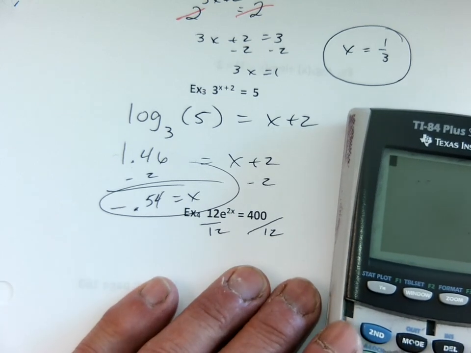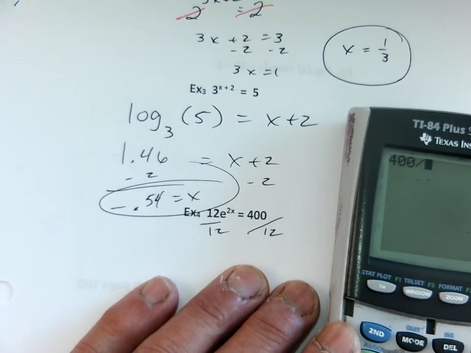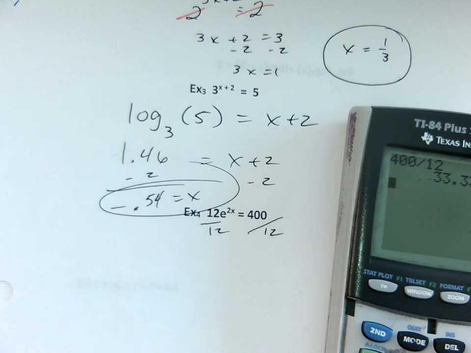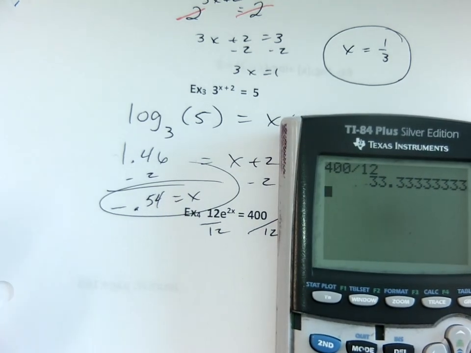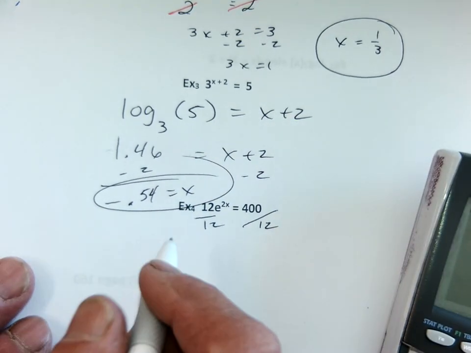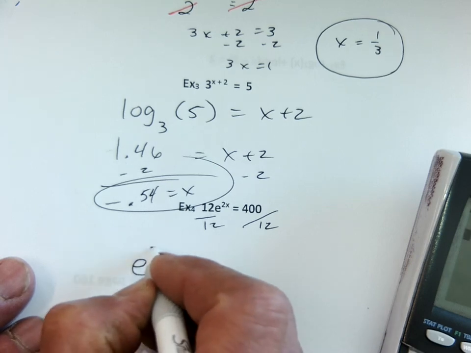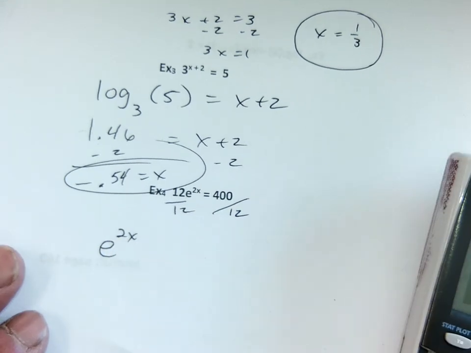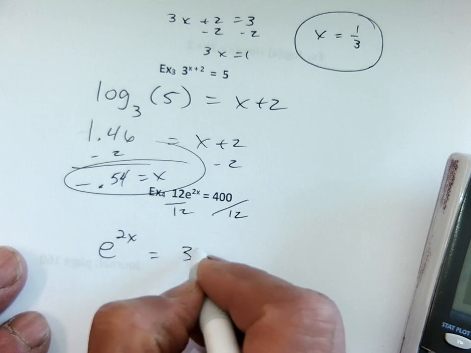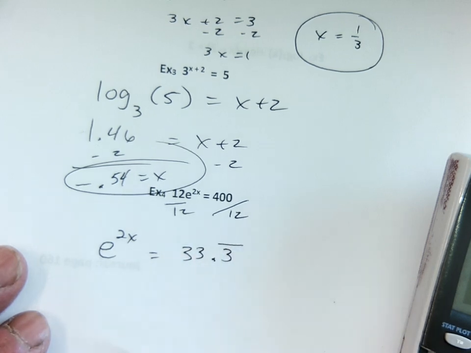You're awesome. So I'm just going to go 400 divided by 12. And for accuracy, I'm going to leave those numbers in my calculator, okay, for accuracy. So I've got e to the 2x equals 33.3 repeating, or 33 and a third.